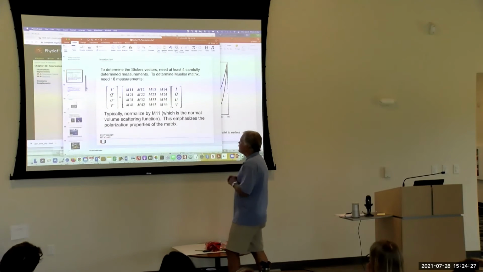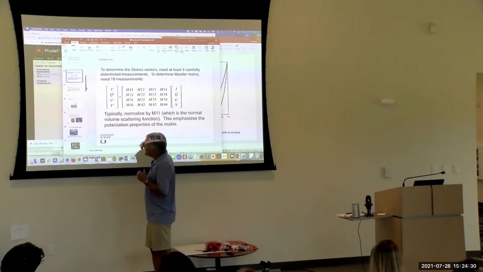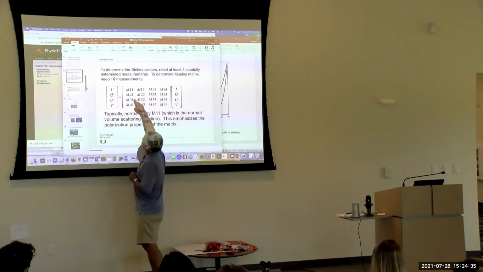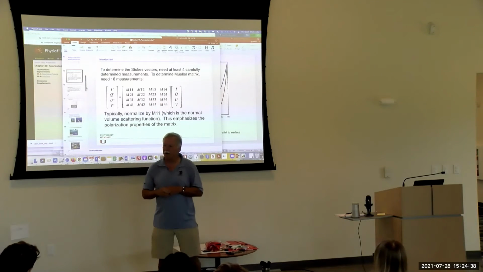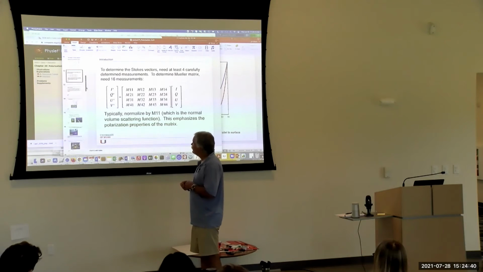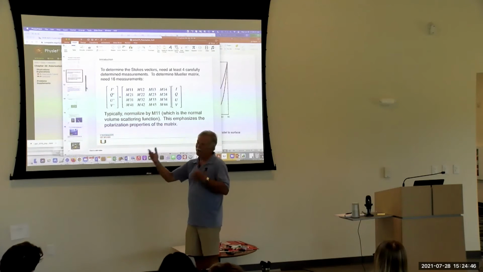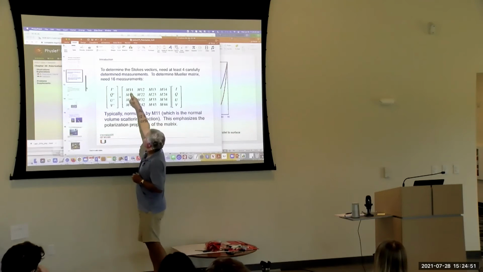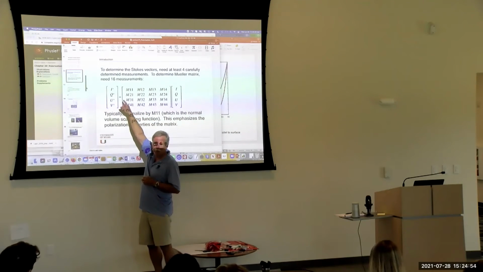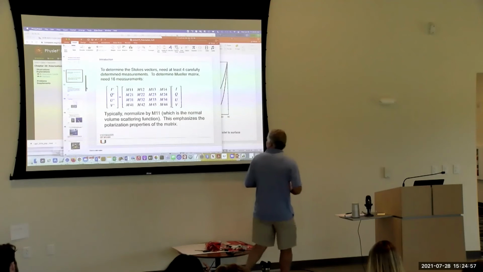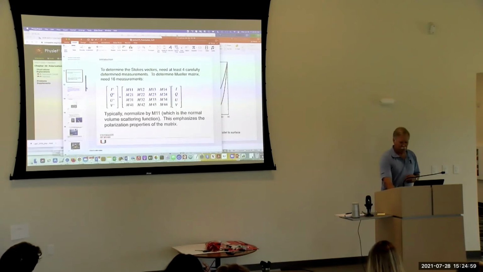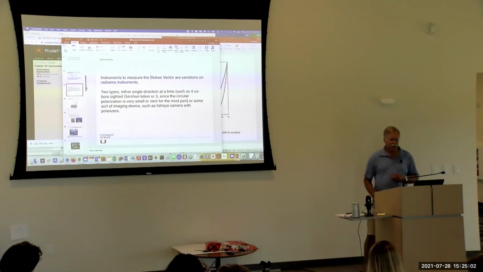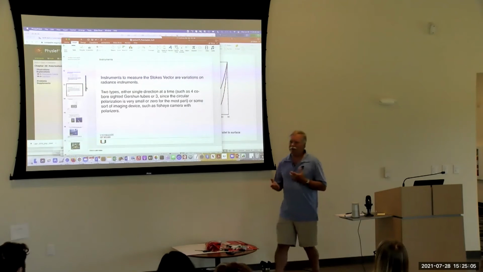Okay. And we typically normalize. I like having the normalization by M11, so it lets you see what's going on in the rest of the elements. When you're looking at a paper, a lot of other people don't like to do that, and then it confuses me because it's sort of like, how much of this is real polarization and how much is just the intensity? This M11 element is basically the phase function that you've been doing from the scattering. Okay. And so now I'm going to go through how some of the instrumentation works.